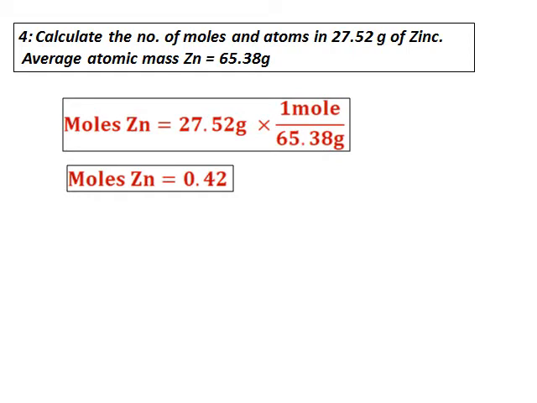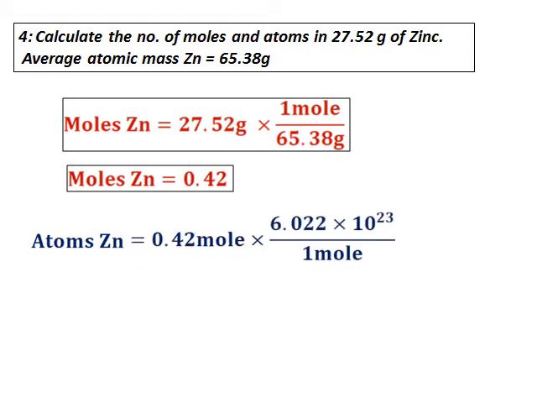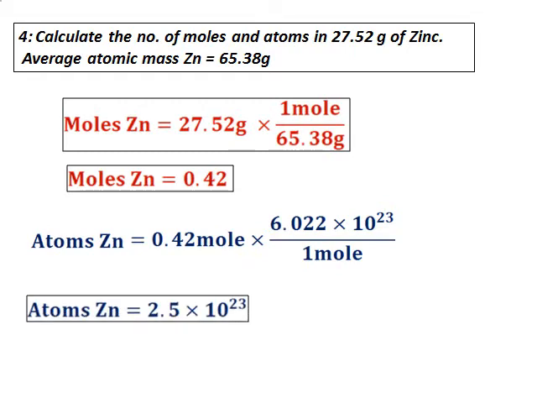But the question is asking for the number of atoms also. So to get the atoms of zinc, I have the number of moles, and you know 1 mole has 6.022 × 10^23 atoms. Therefore the number of atoms of zinc will be 0.42 times the Avogadro number.